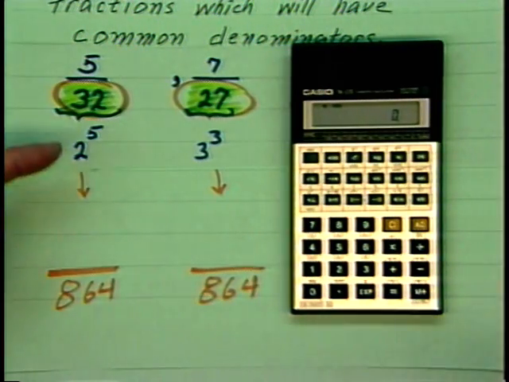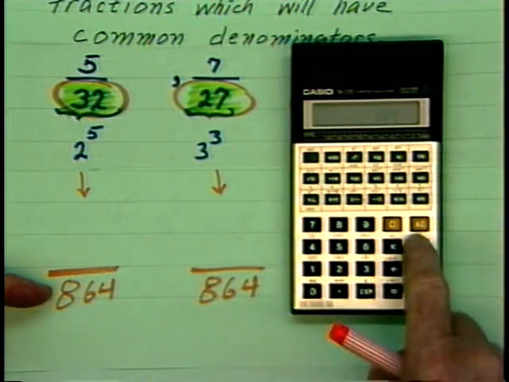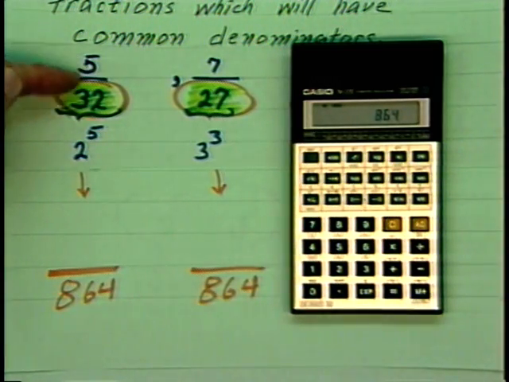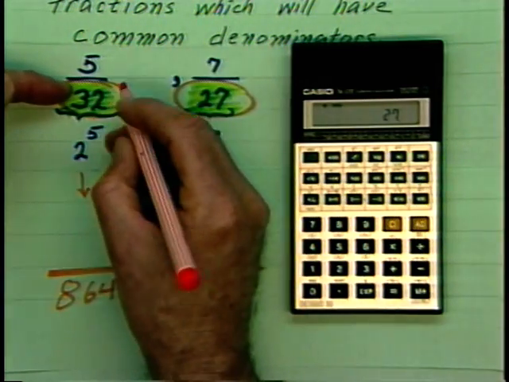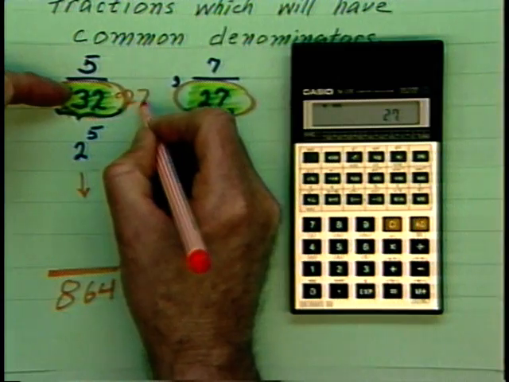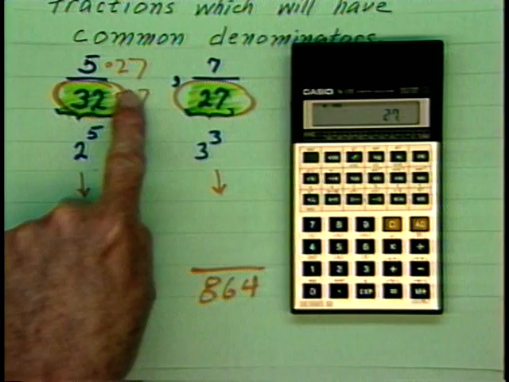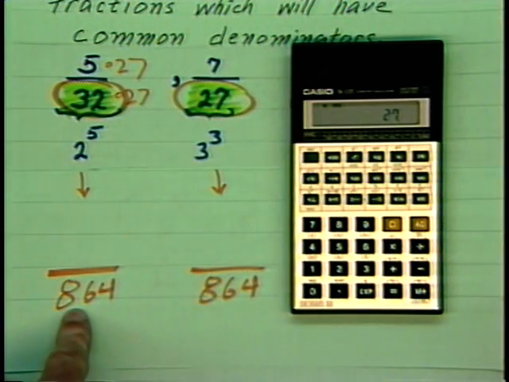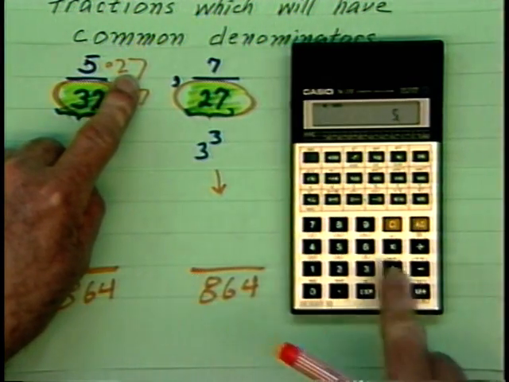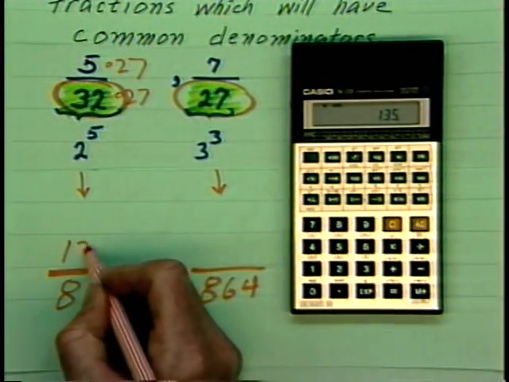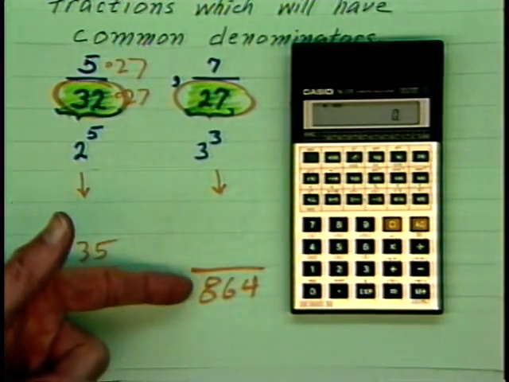Well, using the calculator, we're asking 864 divided by 32 is what? That's 27, which tells me here to build the fraction, I'd have to multiply top and bottom by 27. So if I do this, I should get 864, which I will. So I multiply the top times 27, and it becomes 135. And so on right down the line.